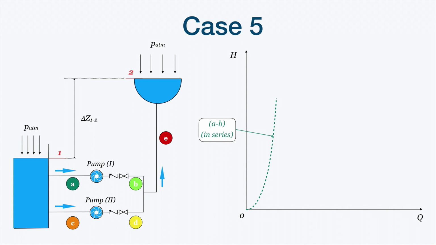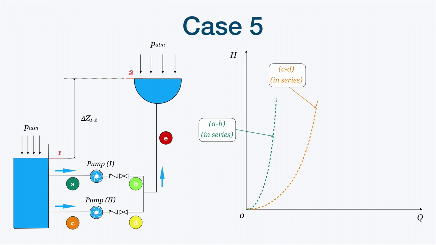So again, we have represented here in green the head losses curve for the combined system AB in series. We will represent also the same for the different system CD in series, both C and D, and we will add the system AB plus system CD.